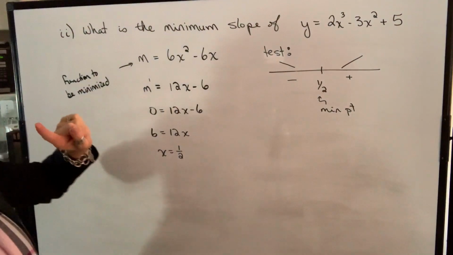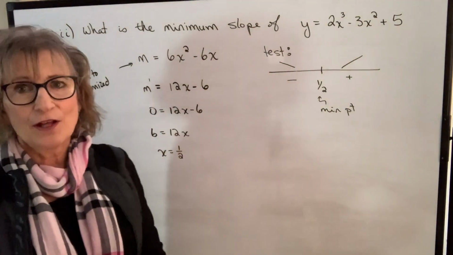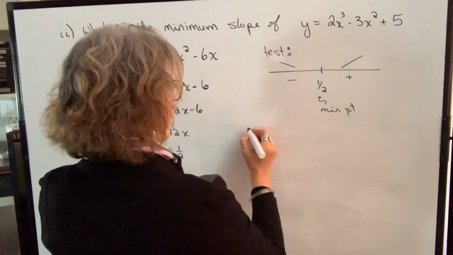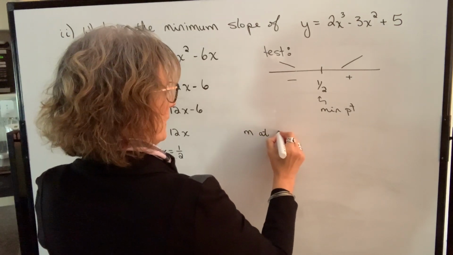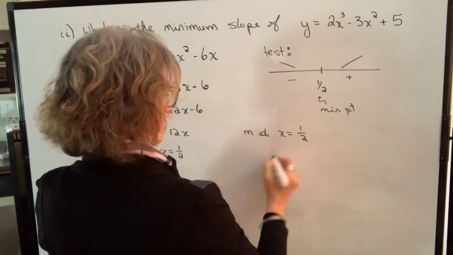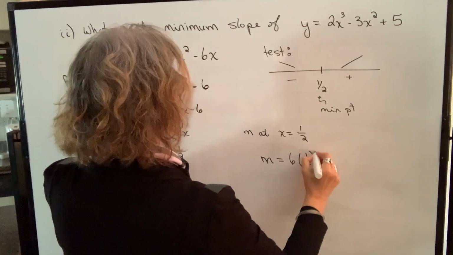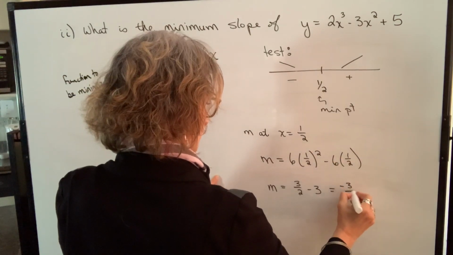Now we have to check. The question said, what is the minimum slope? It doesn't ask the x value where we have a minimum slope, so we're not quite done. So the minimum slope will be the slope at x equals 1/2. So that slope will be 6 times 1/2 squared minus 6 times 1/2, negative 3/2.